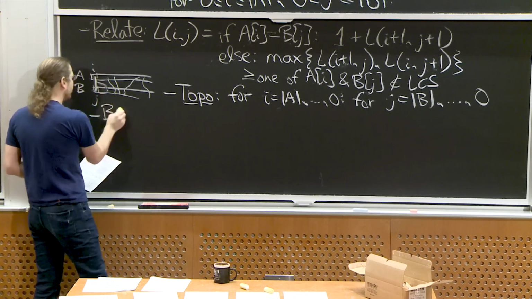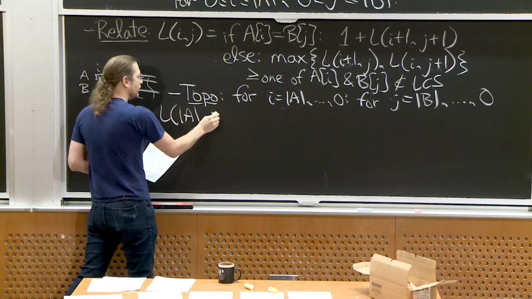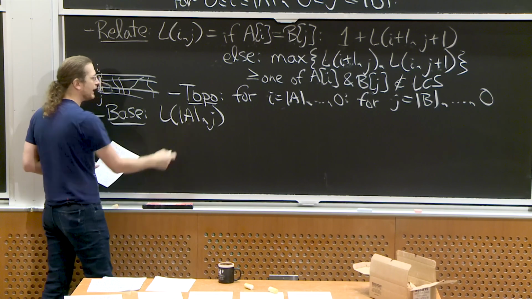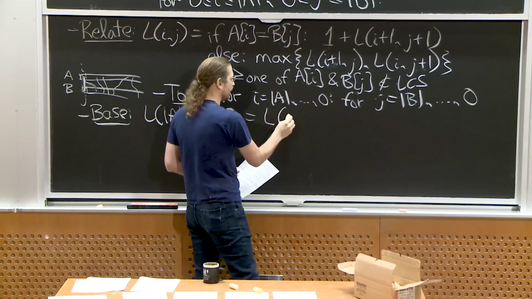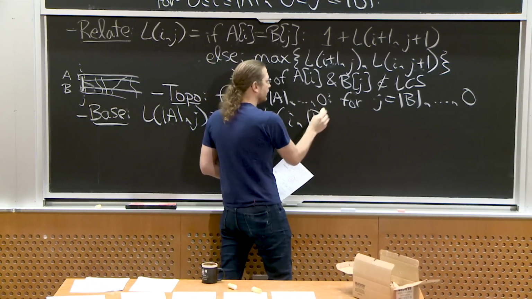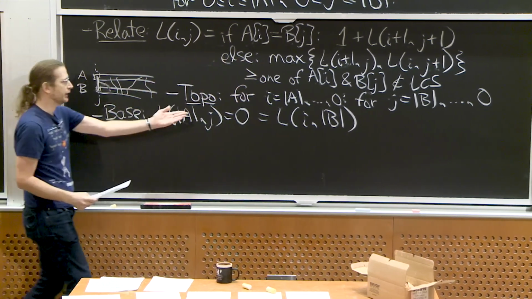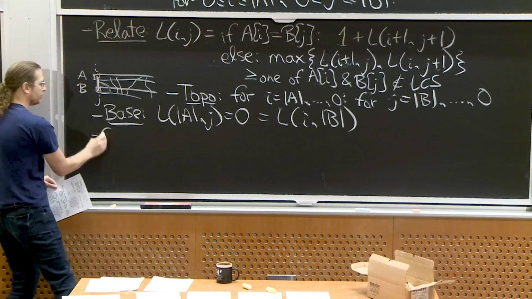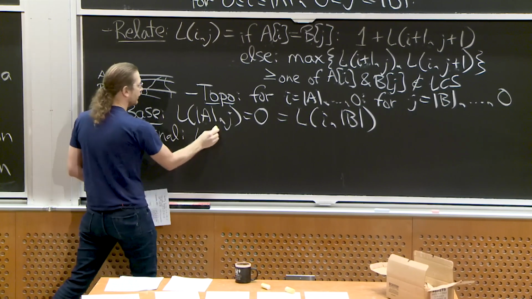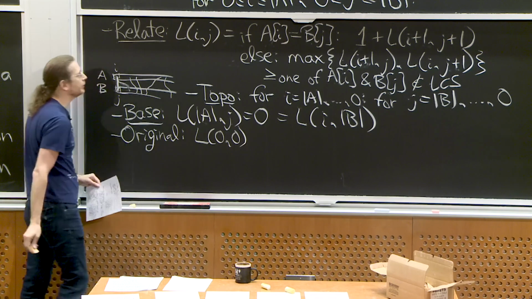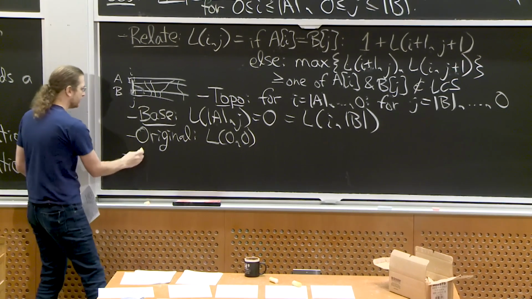Then we have base cases. These are when one of the sequences is empty. I don't care how many items are in B, but if A has no items, there's no common subsequence. I mean, it's empty. And same for no matter how big A is, if I've exhausted the B string, I start from beyond the last item, then I should get 0. Then the original problem we want to solve is L(0,0). That's just the longest common subsequence of the entire A and the entire B. And time.